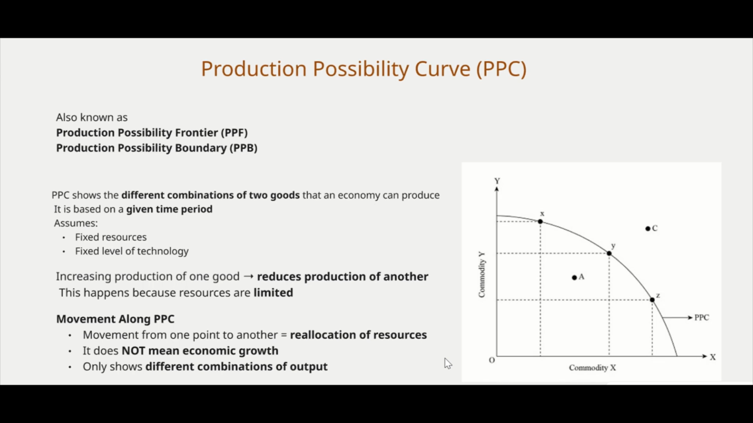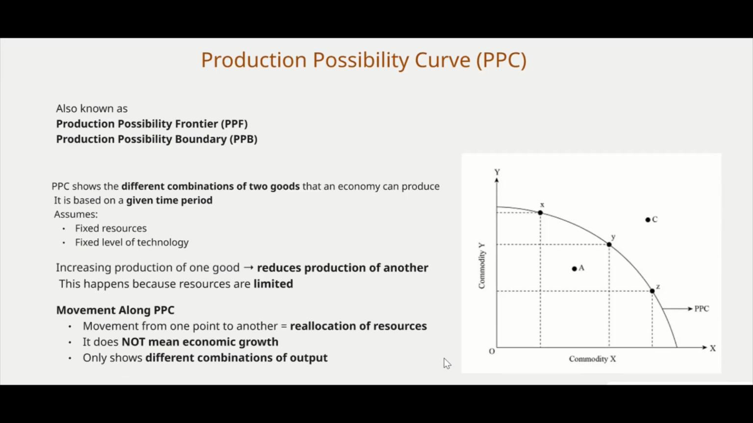Hi, all. Today we'll be learning about the production possibility curve. Okay, so let's see what a production possibility curve is. It is also known as the production possibility frontier, that is PPF, or production possibility boundary. So whenever you see these names, make sure you understand that it is the same production possibility curve.